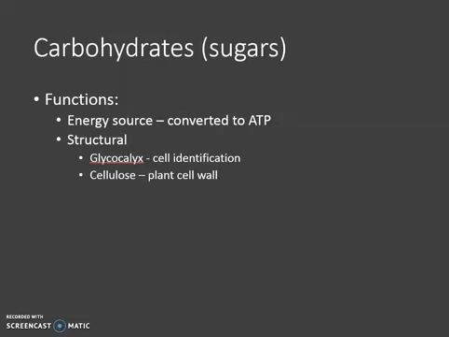Carbohydrates can also be structural. So we talked about the cellulose, which is part of the cell wall of a plant. So it helps to give that plant a structure so that it's not just lying limp on the ground. The glycocalyx is involved in cellular identification. So every cell in your body has a glycocalyx, which we also call the sugar coat, and it gives that cell identity. That glycocalyx can help the cells stick to something.